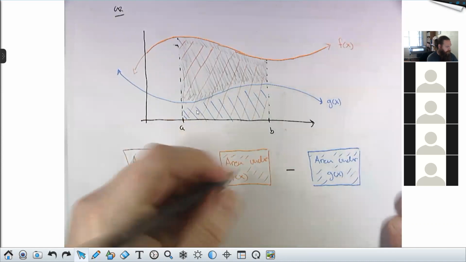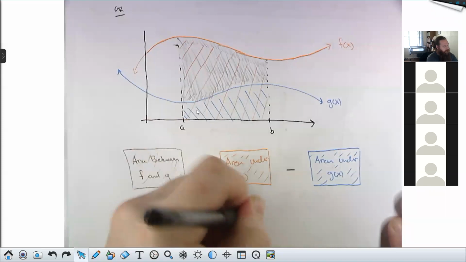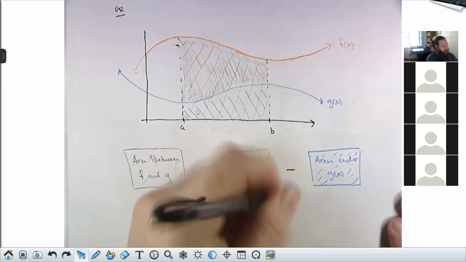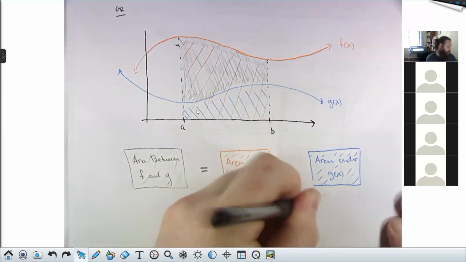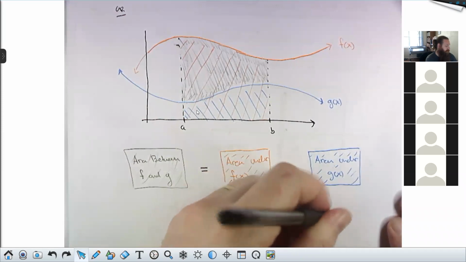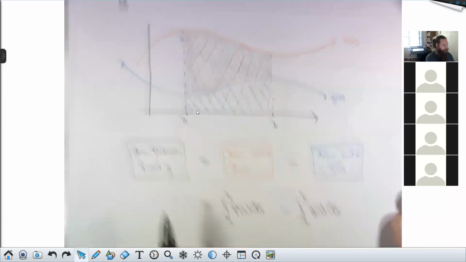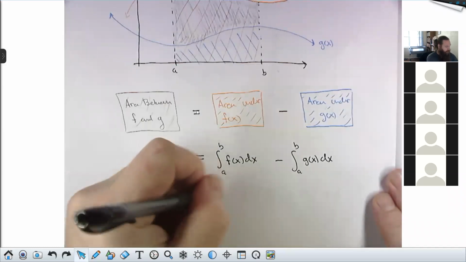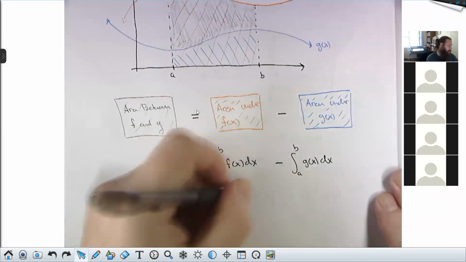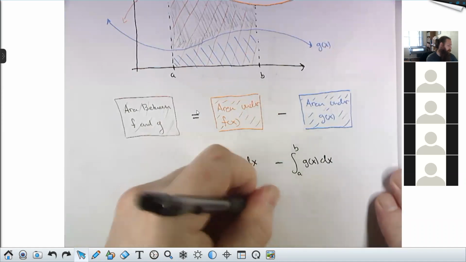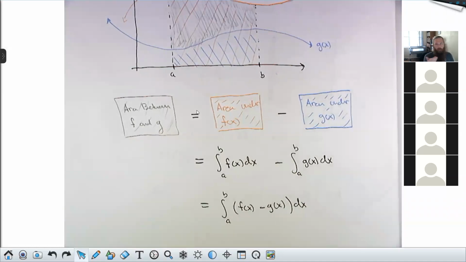So what is the area under f of x from a to b? Well, that's the integral from a to b of f of x dx. And then this minus is that minus. The area under g of x from a to b is the integral from a to b of g of x dx. And if you put these two integrals together, they're both going from a to b. You can combine them as the integral from a to b of f of x minus g of x dx. And you get the exact same thing we got using the book's argument.